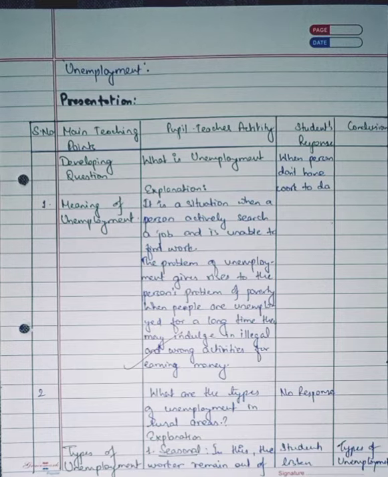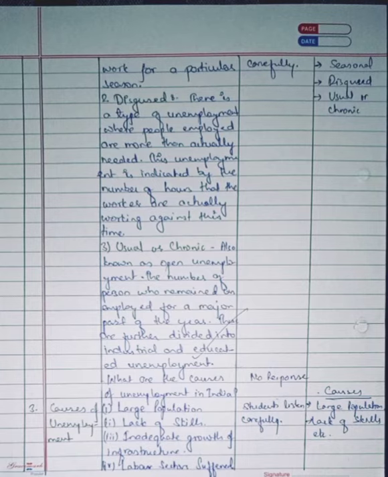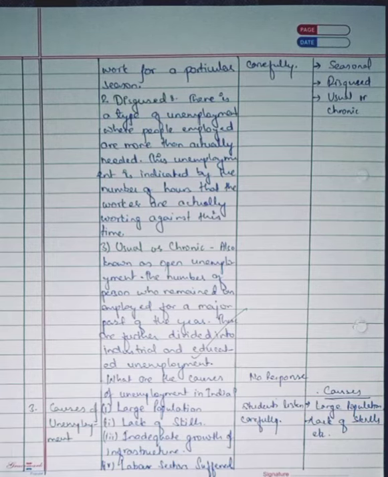So the types of unemployment are seasonal unemployment, disguised unemployment, and usual or chronic unemployment, which are on your screen. So in the students' response section, we should write that students listen carefully. And in the conclusion section, we have to conclude it like: the types of unemployment are seasonal unemployment, disguised unemployment, and usual or chronic unemployment.